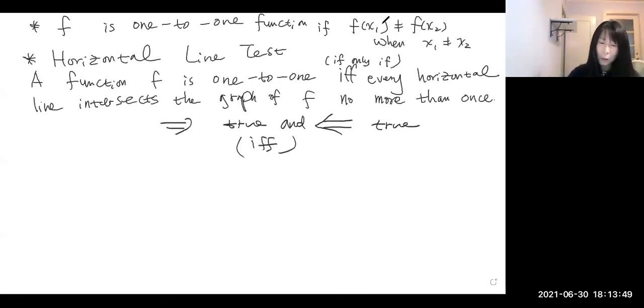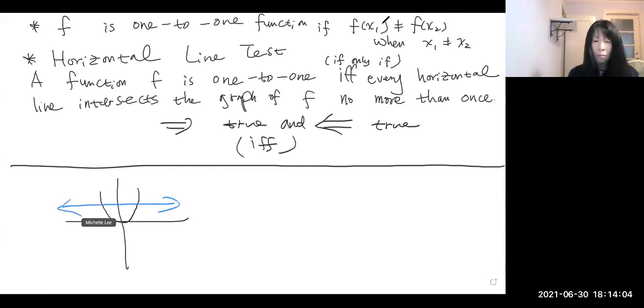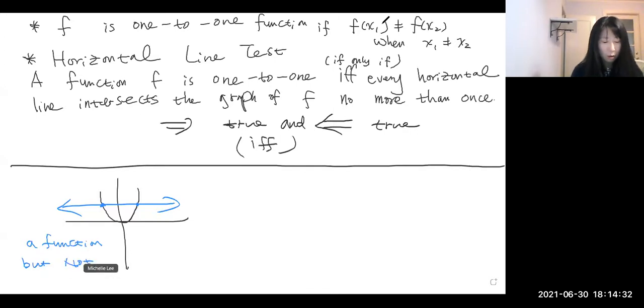Okay. So for example, we have a parabola. We're going to make a horizontal test anywhere in the graph, right? Right here. How many points intersect there? Two, right? So here and there. So this is a function, a parabola, which is a quadratic function, but this is a function but not one-to-one, okay?